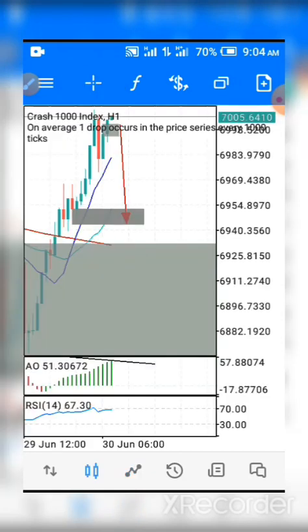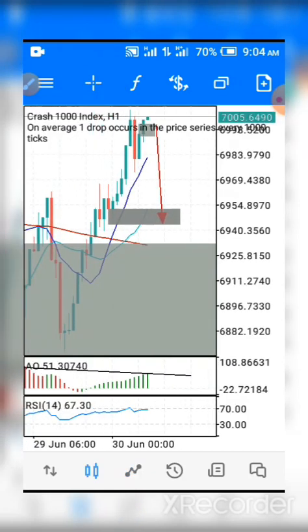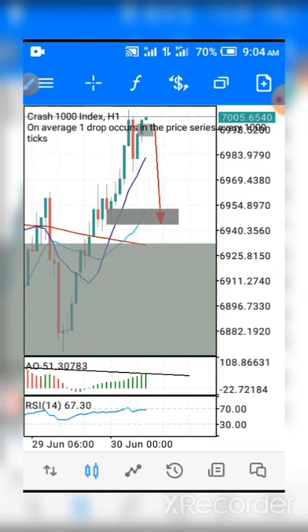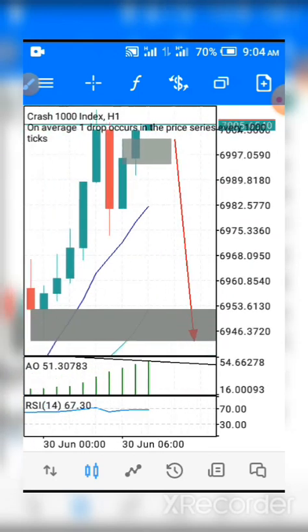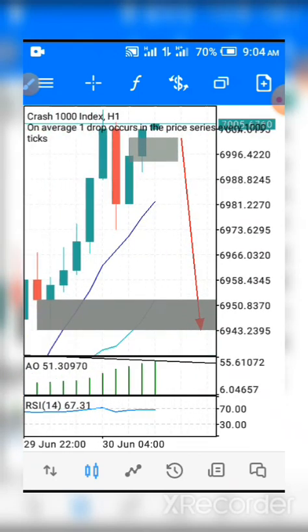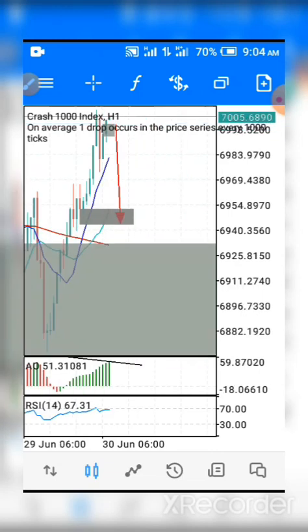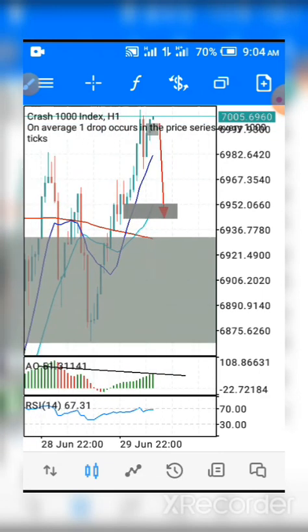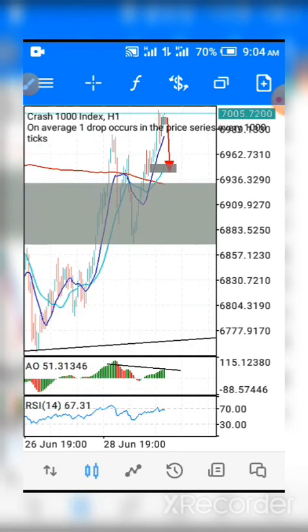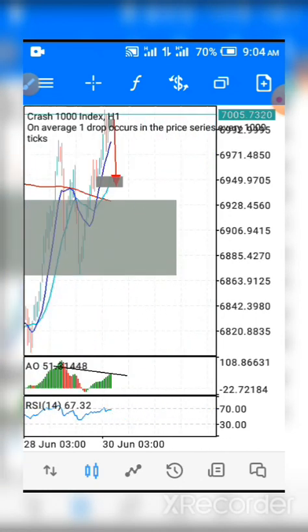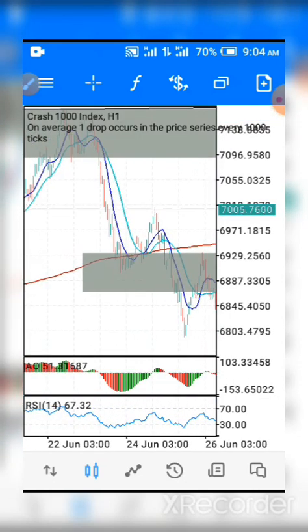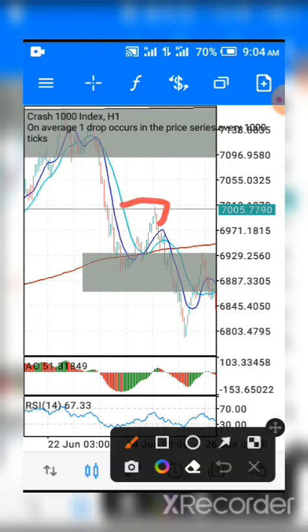It seems Crash 1000 did not meet up with my confirmation. It's still in my zone area, but it didn't meet my confirmation for selling. So I'm still going to check it later. Since it's still in the supply zone, that is a supply zone I marked out here. Yes, it's in the supply zone.